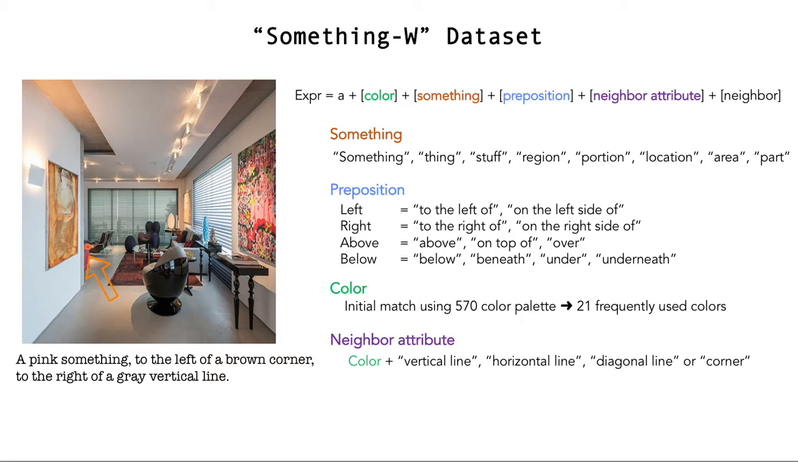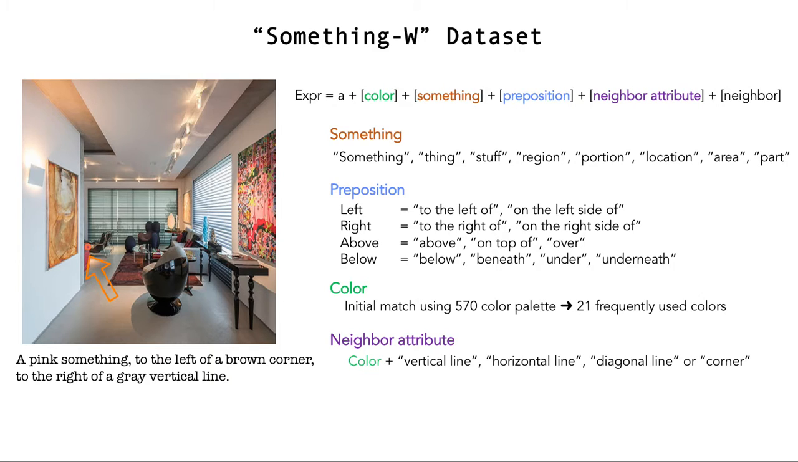Here's one example referring expression from our newly constructed dataset SomethingW. As can be seen in the image, the referred region is labeled with an orange box. For the construction of the dataset, referring expressions are automatically annotated using a template which considers the target block itself and its immediate four neighbors.